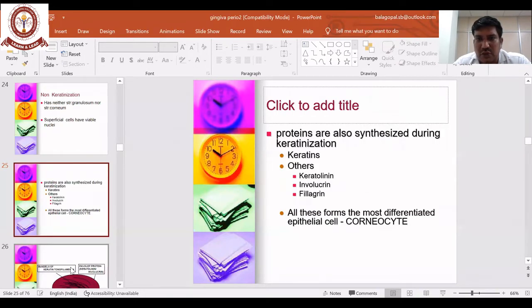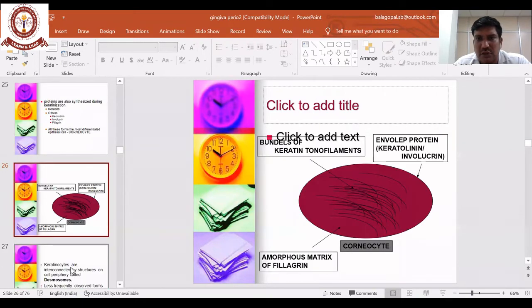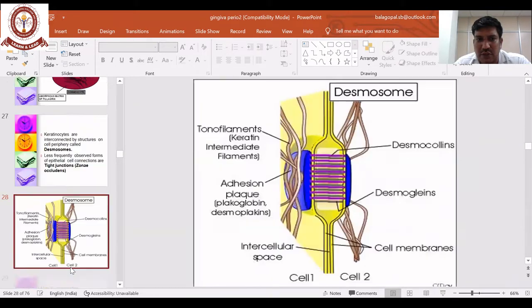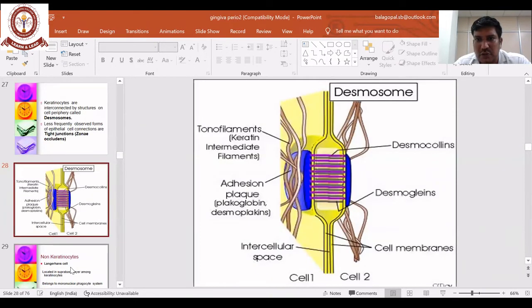Some proteins are also produced during keratinization, called keratins, and others are keratolinin, involucrin, and filaggrin. All these form the most differentiated epithelial cells, called corneocytes. So this is the corneocyte picture. Keratinocytes are interconnected by structures on the cell periphery called desmosomes. This is the structure which holds the keratinocytes. Less frequently observed forms of epithelial cell connections are tight junctions, called zonula occludens. So this is the picture of desmosomes.